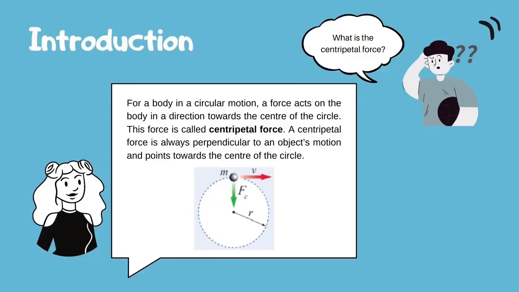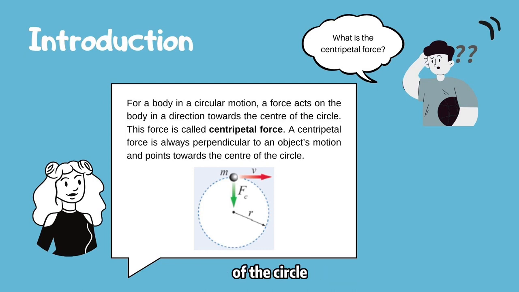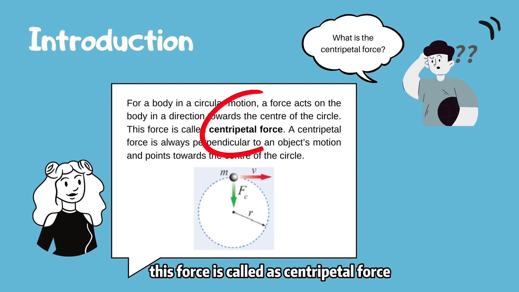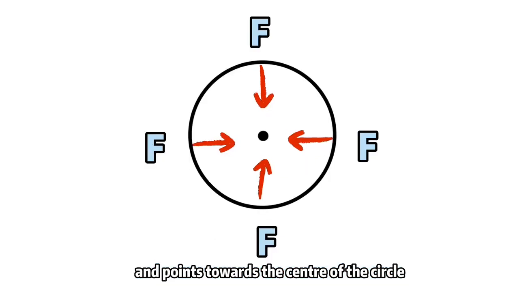Hello everyone. Today our topic is about centripetal force. So, what is centripetal force? For a body in a circular motion, a force acts on the body in a direction towards the center of the circle. This force is called centripetal force. A centripetal force is always perpendicular to an object's motion and points towards the center of the circle.